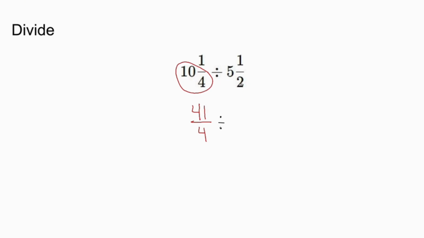Multiply the 5 that lives out in front to the denominator of 2. 5 times 2 is 10. Add that to the numerator of 1. 10 plus 1 is 11, and keep the old denominator of 2.